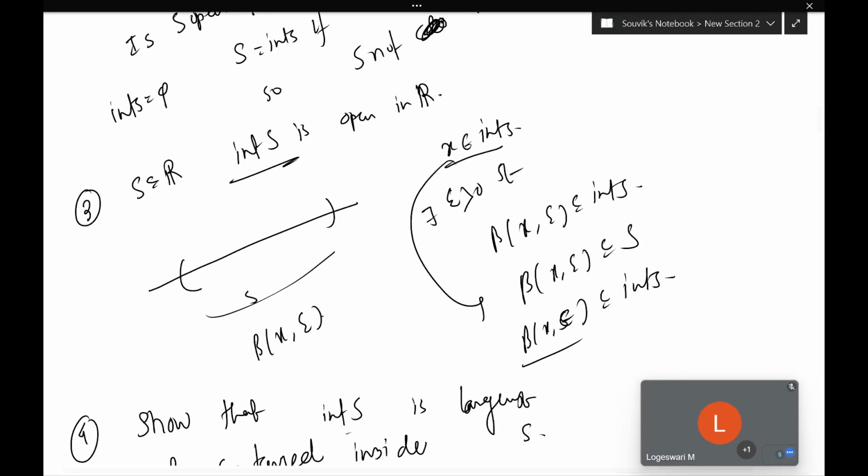Now, for any subset S of R, the interior of S is an open set. Why? Because if x is inside the interior of S, this implies we can get epsilon greater than 0 such that B(x, epsilon) is a subset of the interior of S. Obviously B(x, epsilon) is a subset of S, so B(x, epsilon) is a subset of the interior of S because B(x, epsilon) is itself open. So that's why the interior of S is open.